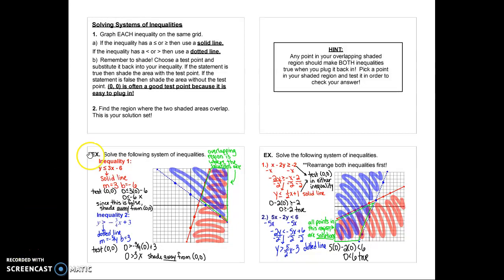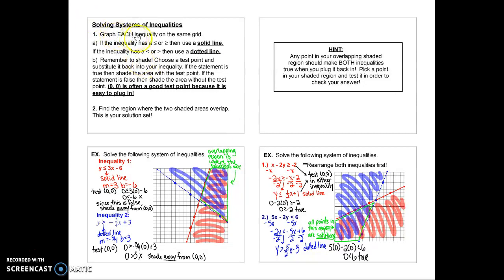The only difference is now, instead of just having one inequality on the graph and shading in one spot, you're going to graph a second inequality on the same coordinate plane and shade it as well. So it's 2 problems, just like from pretest number 3, but you're doing them on the same exact coordinate plane. So it's the same exact steps.